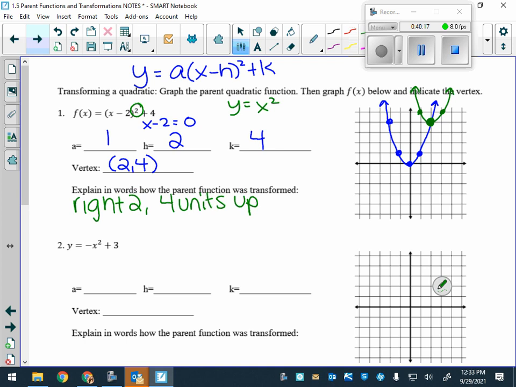Always. Your vertex will always be h, k for quadratic functions. Okay? Your vertex will always be h, k for quadratic functions.